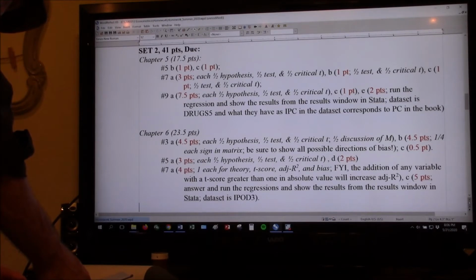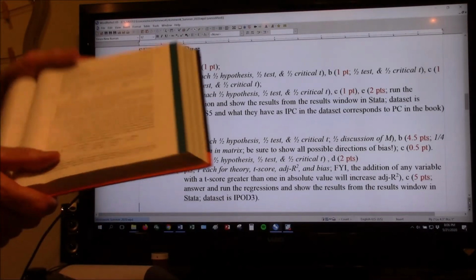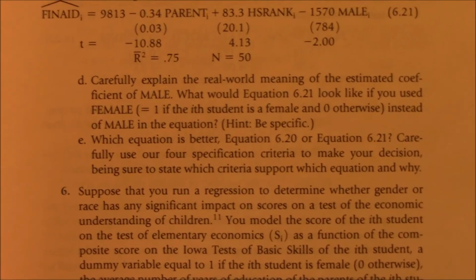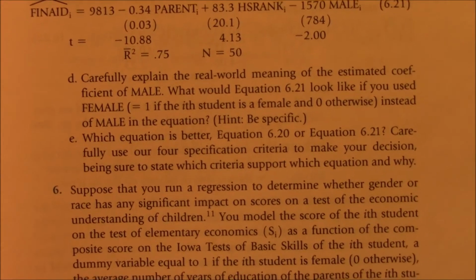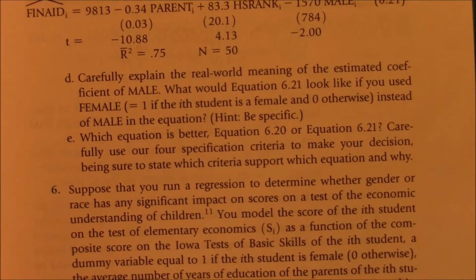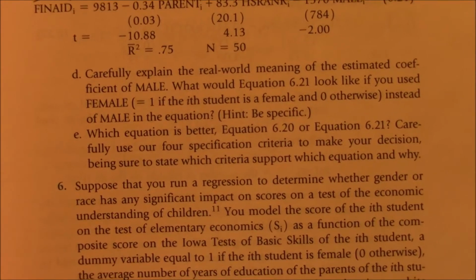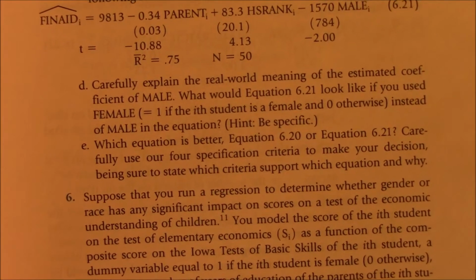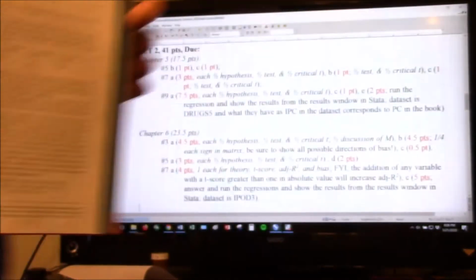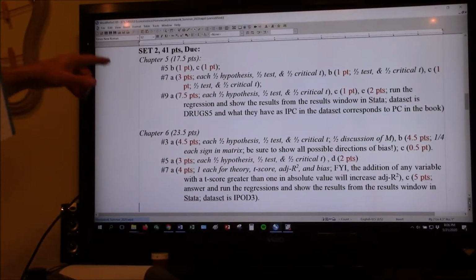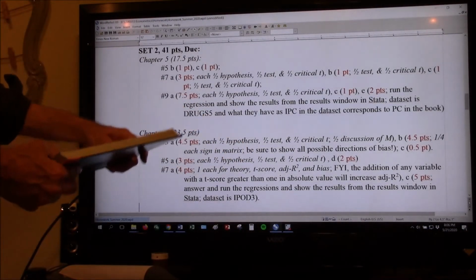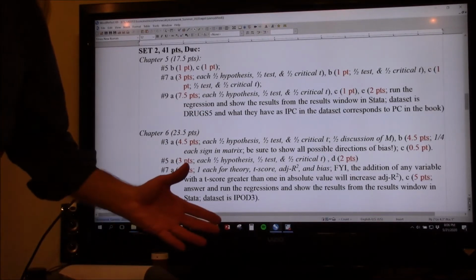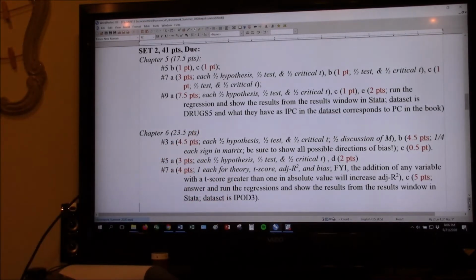Then part D, this goes back to the homework from chapters 1 and 2. Carefully explain the real world meaning of the estimated coefficient of male. All right, so remember to be very careful about explaining in the units of measure. And then what would it have looked like had you used 1 for female? You remember that one from an earlier chapter. We did one just like that.